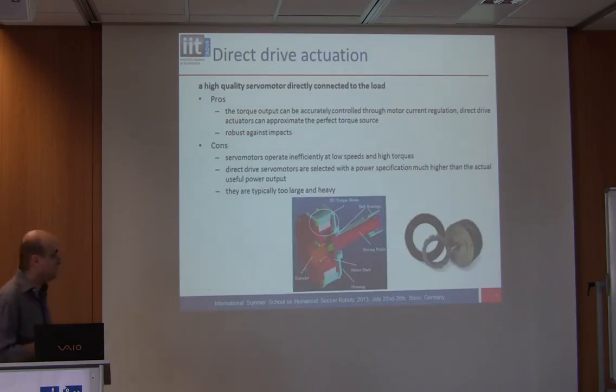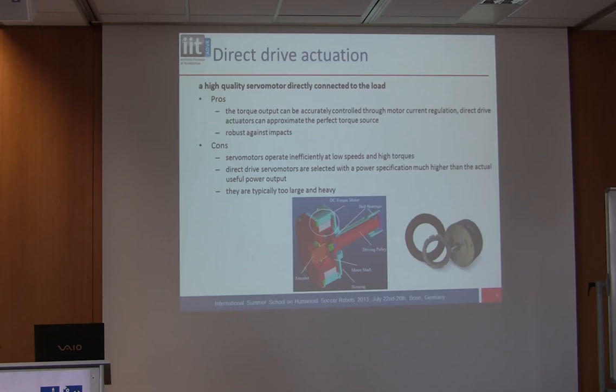So let's see what the advantages of these systems are. Starting from the direct drive actuation, this is basically a single motor without any gearbox, used directly to support the load at the output. It is usually formed by a very high quality torque motor that can run at low speeds and produce high torque without any reduction drive to reduce the speed and increase the torque output. It's a very simple actuator and, since there is no transmission system, you have the perfect torque source. You can command the output torque of the actuator by doing current regulation and achieve very high fidelity torque control.